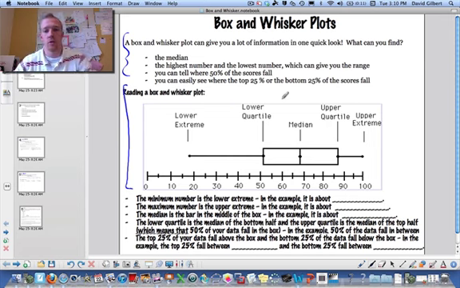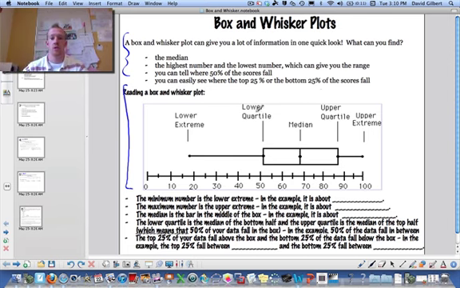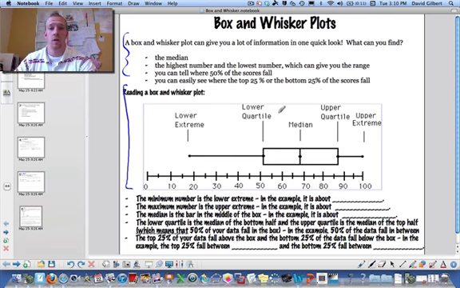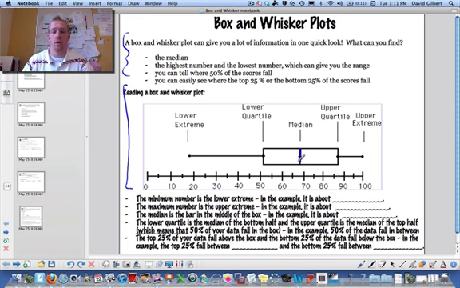So what we're going to do is go through how to build one of these pictures, because at a quick glance, you can get a lot of information about a set of data. So you can find the median, and that would be the middle part here. We call these quartiles, and those are really like medians of this half of numbers, and the median of this upper half of numbers is the upper quartile.